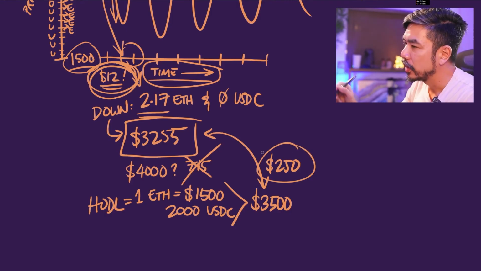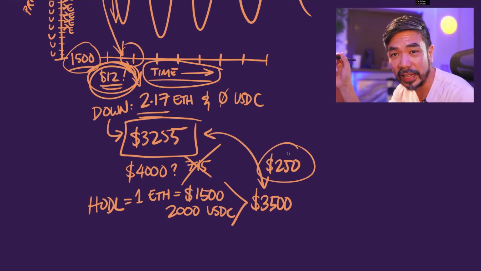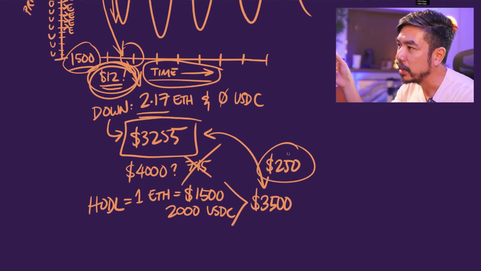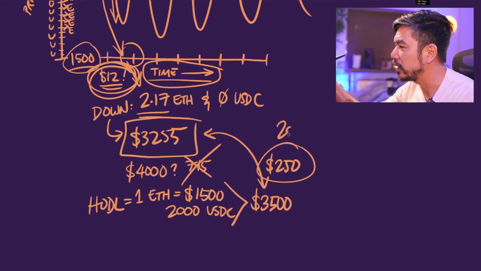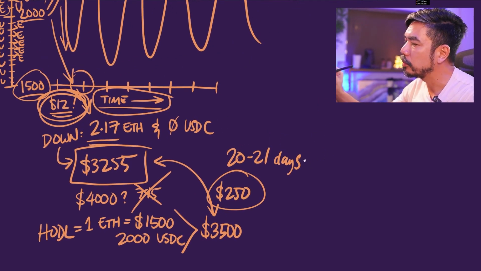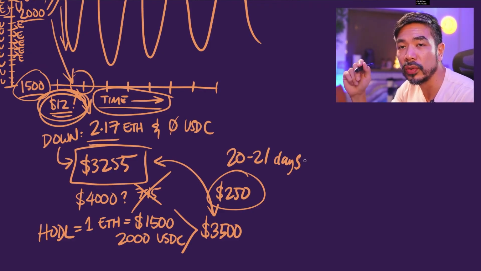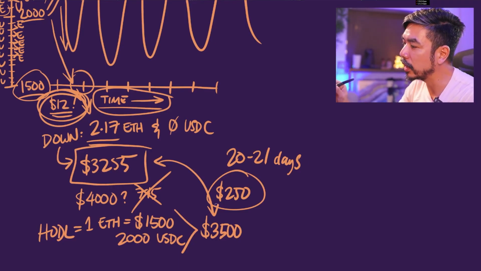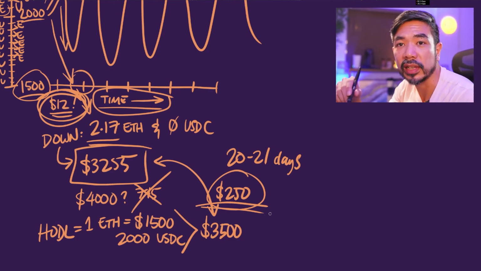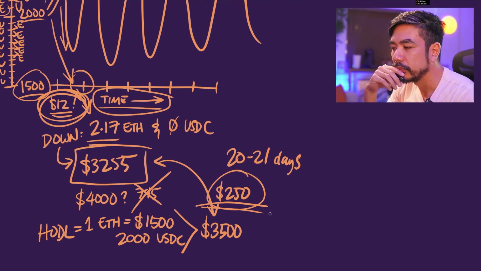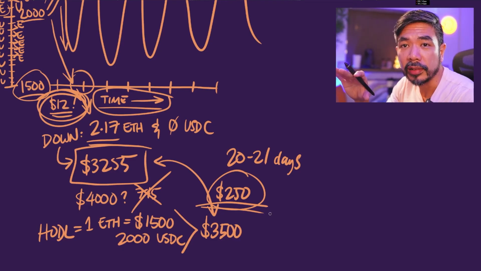So again, we take this number and compare it to our $12 a day math, and we end up with a number that is basically 20 to 21 days. This is the number of days that your liquidity pool has to be active in order for you to continue making money and break even, regardless of whether we hit this $1,500 price point. So it sounds a little bit long, right?